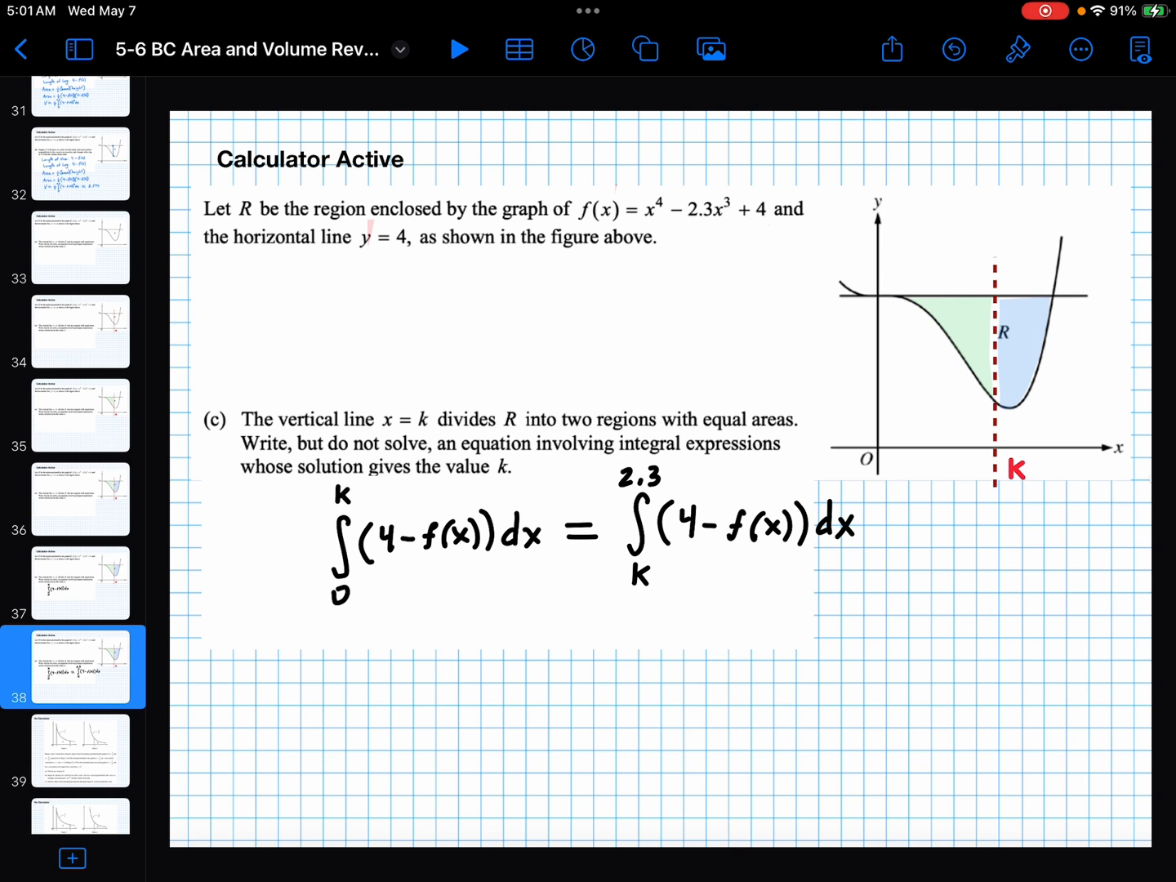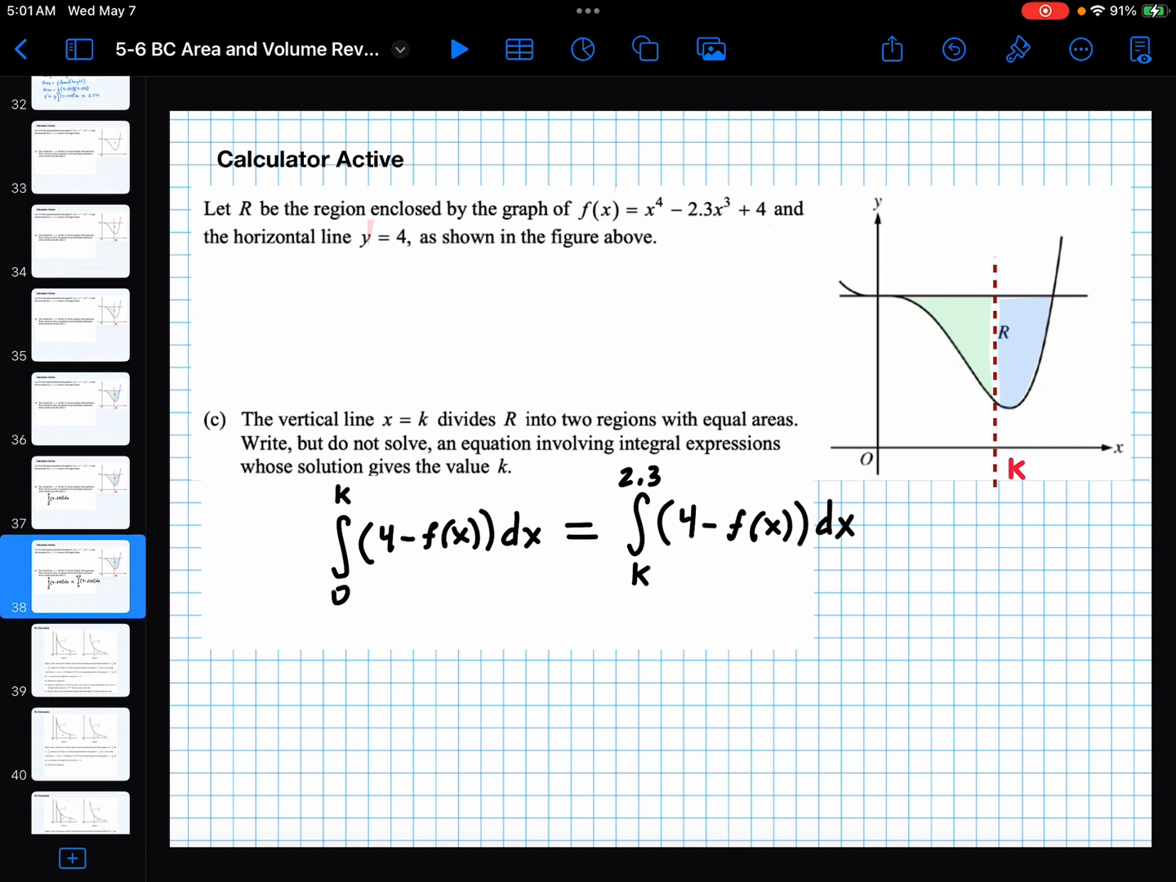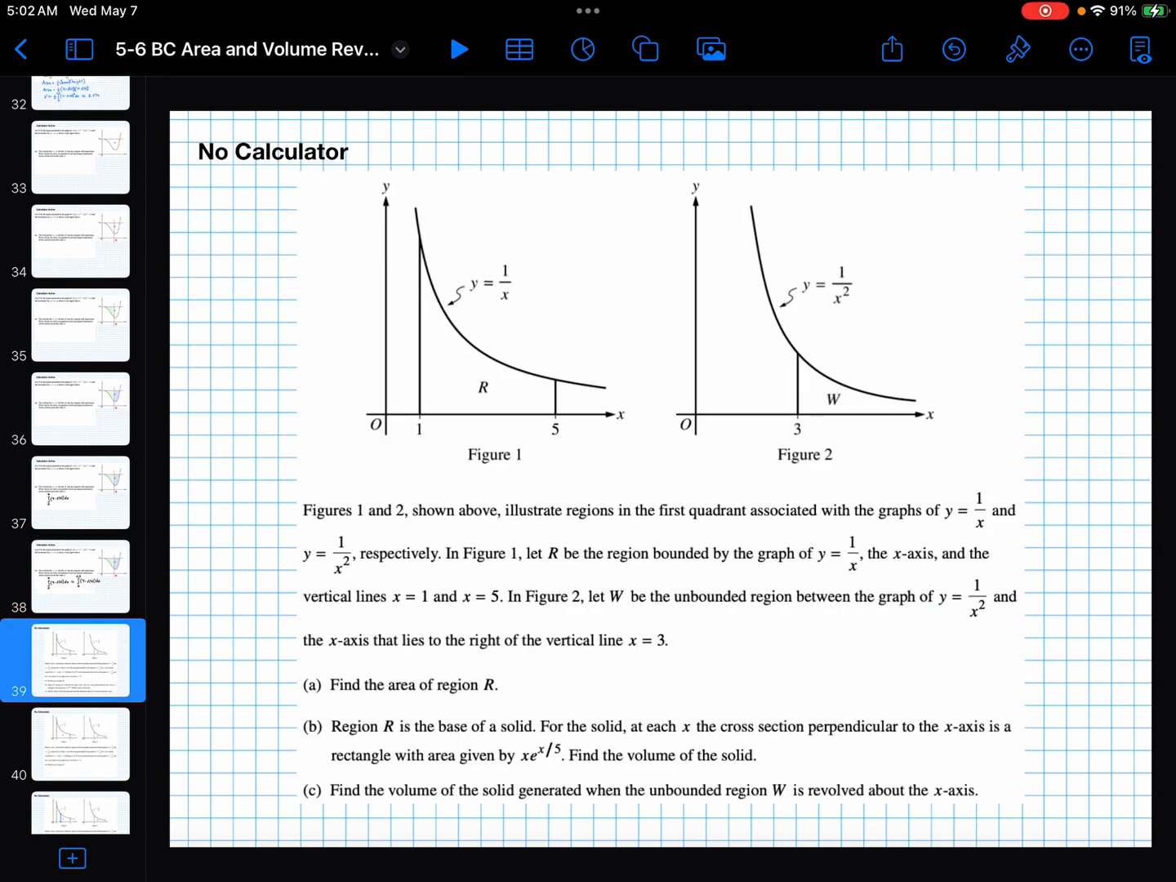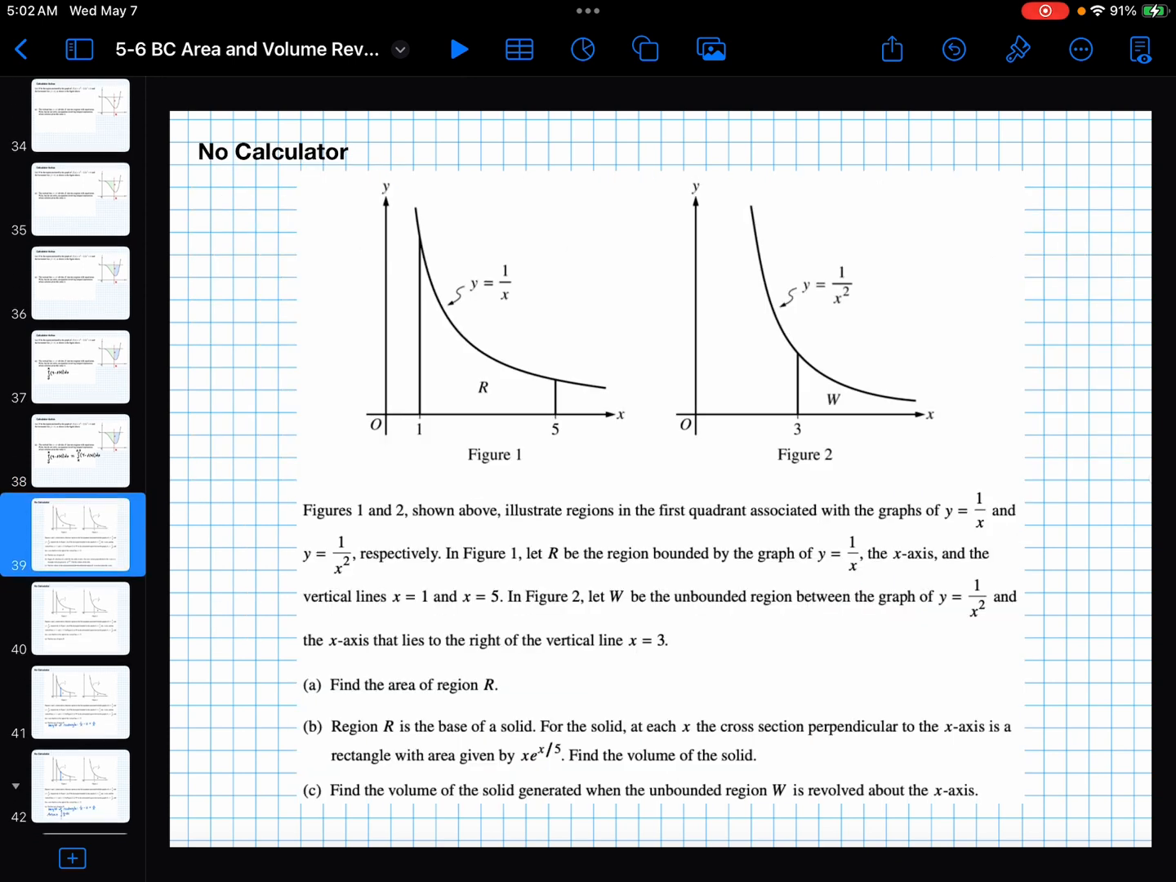If you had to solve something like this, you'd have to anti-differentiate and substitute k in and then solve for k. If you had to, that's the process you would do, but you don't need to do that here. You just need to write this and you're done with the problem. Fairly straightforward.